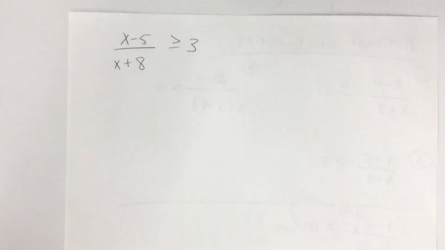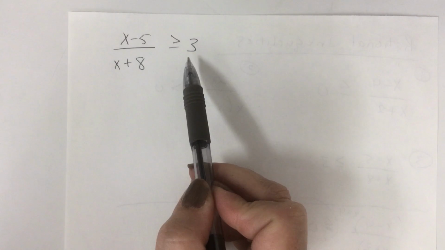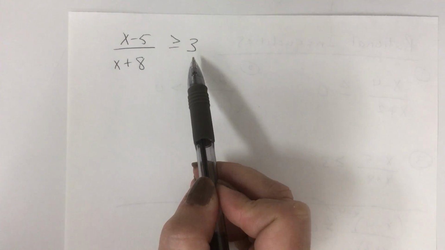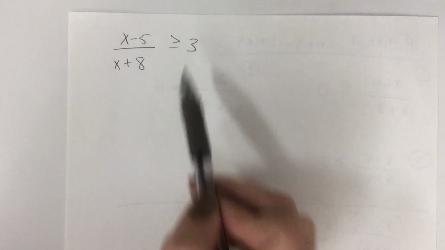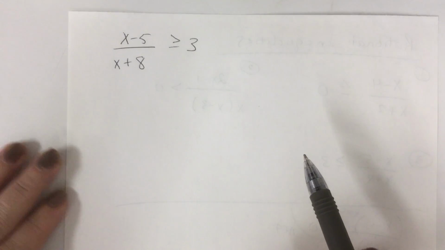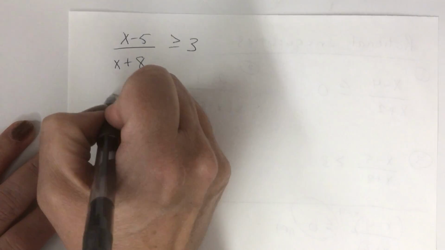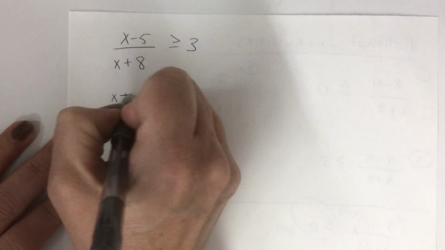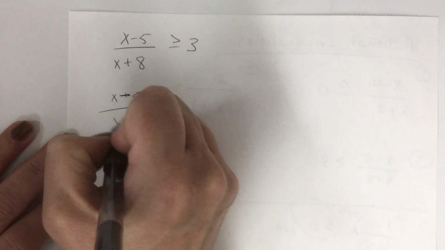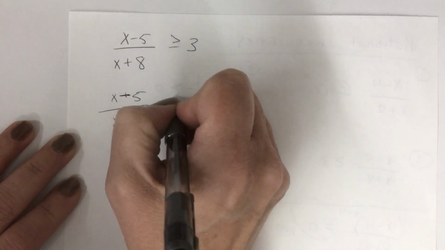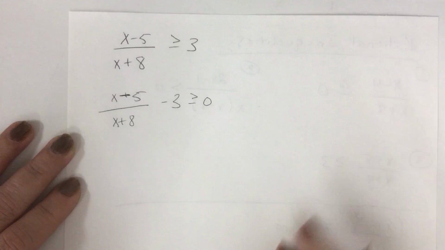Okay, so for the third example, we have an extra step here. Because this is greater than or equal to 3, and we need it to be greater than or equal to 0 in order to do our number line and check our values. So I need to subtract 3 over. So x, oh, that's supposed to be minus. X minus 5 over x plus 8 minus 3 is greater than or equal to 0.